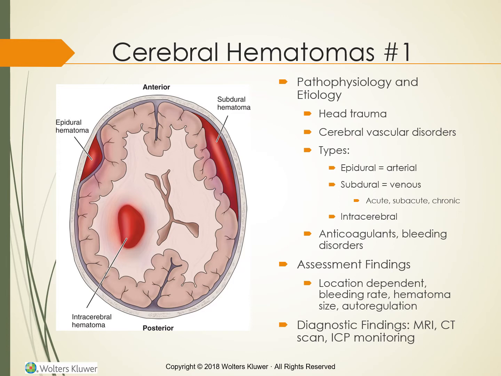So let's talk about cerebral hematomas. A cerebral hematoma is bleeding within the skull, and the accumulation of blood forms an expanding lesion. People at high risk for cerebral hematomas are those receiving anticoagulant therapy or those with an underlying bleeding disorder, such as hemophilia, thrombocytopenia, leukemia, and aplastic anemia. Most hematomas result from head trauma or cerebral vascular disorders. The types of hematomas are epidural hematoma, subdural hematoma, and intracerebral hematoma.